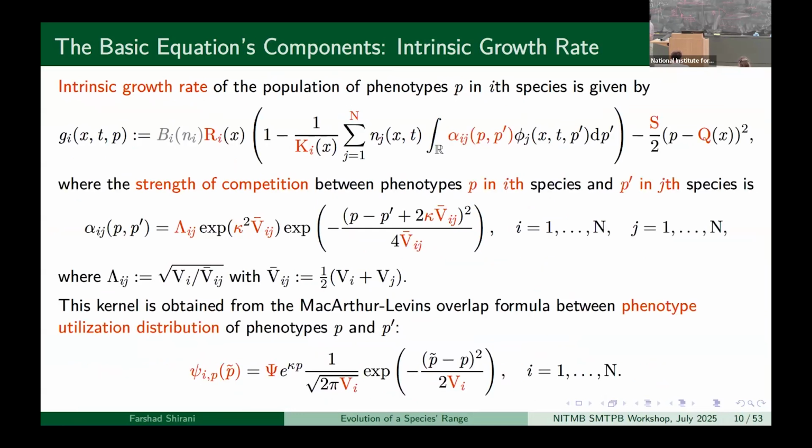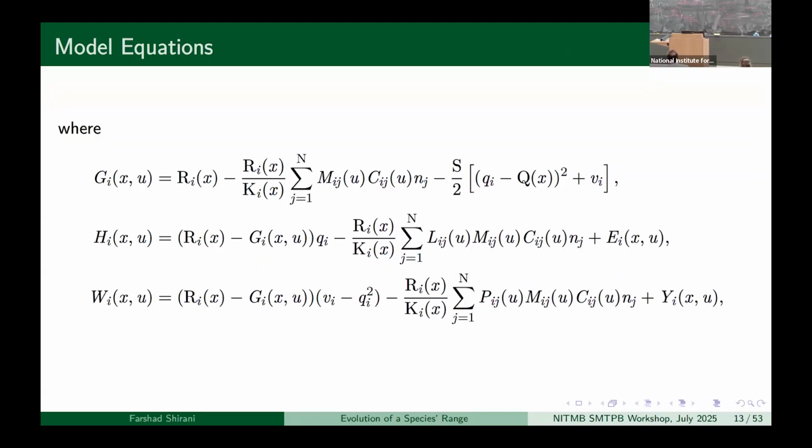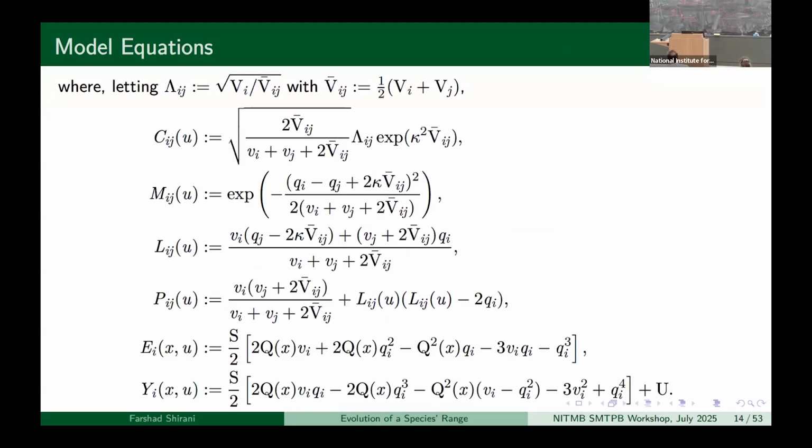And then we eventually find the equations of the model, the joint evolution of population density, trait mean Q, and trait variance V. These are the equations. And there is a non-intuitive term, the gradient of the natural log of the population density, which appears there and just creates some pain for us for analysis, because it's going to be quite difficult. And then there are some nonlinear mappings, G, H, and W. They are going to look like this. Then they have some other nonlinear terms there.